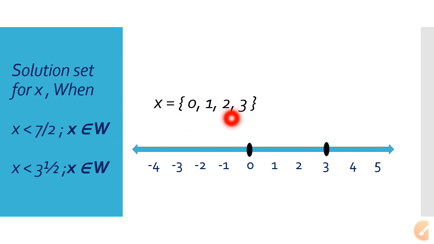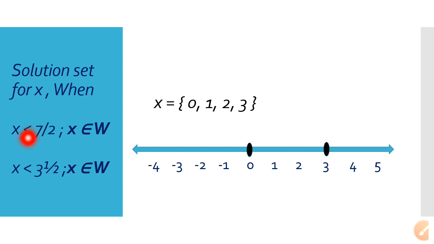If I say here, in between 2 and 3, there is a possibility of a number like 5/2 we can put. That is 2 and a half, 2 whole 1/2. But this 2 whole 1/2 is not a whole number. Correct? It is not a whole number.